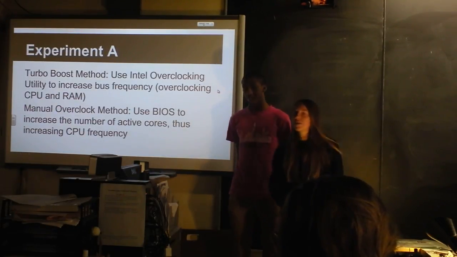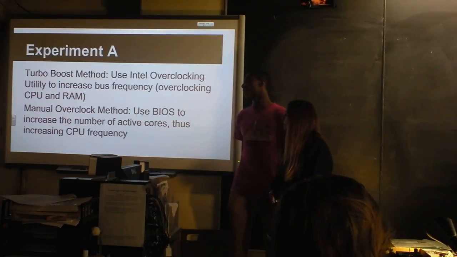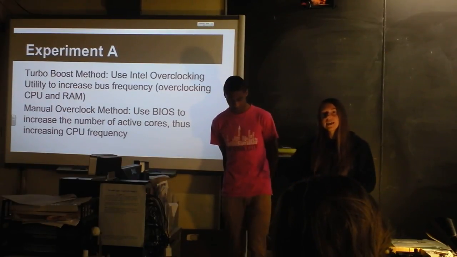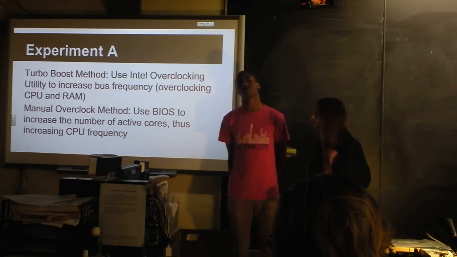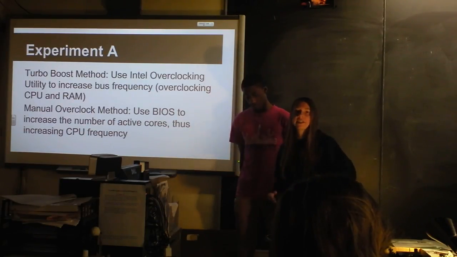Okay, so the first method was the turbo boost method, and that was just to increase the base frequency that the processor was using. And then with the manual overclock method, we were actually increasing the number of cores that were active in the processor.